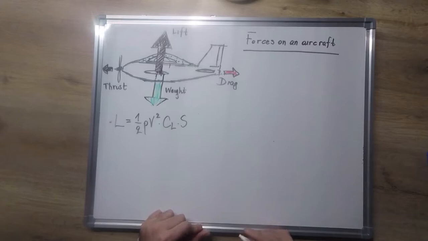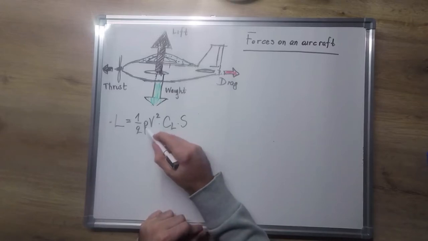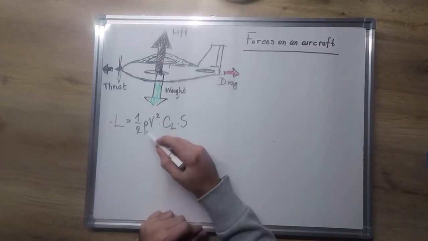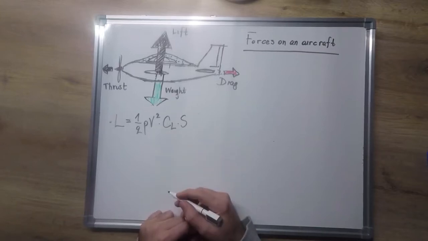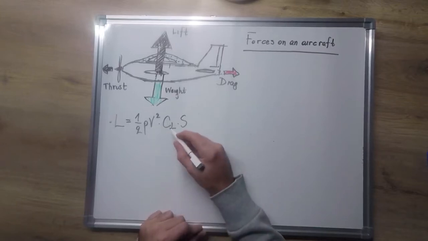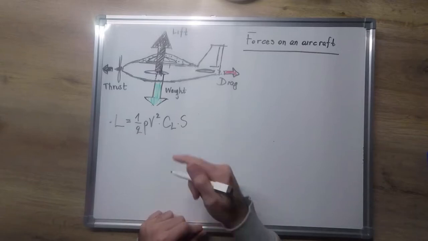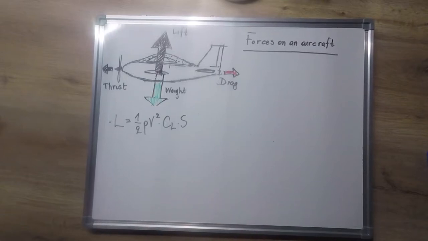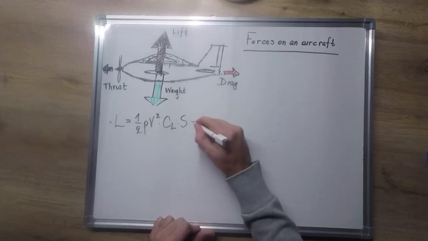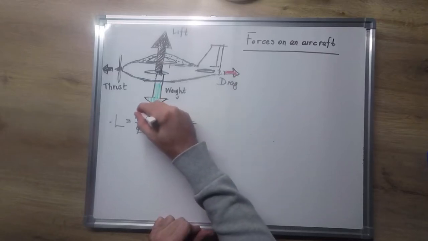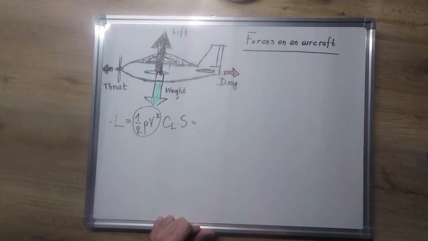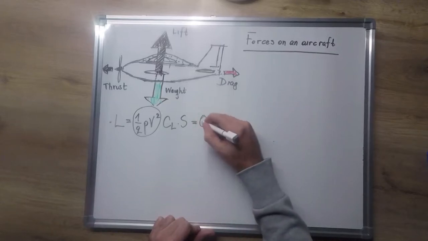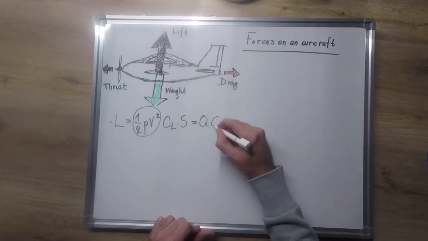And we can calculate it from this formula, where R is the air density, V is the true airspeed of the aircraft, CL is the coefficient of lift, and S is the area, the surface of the wing. So this is the dynamic pressure, or the indicated airspeed of the aircraft, and the symbol is Q.